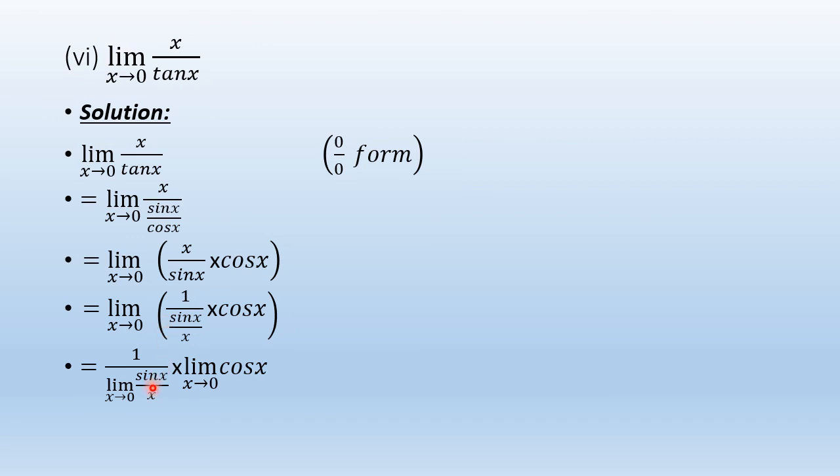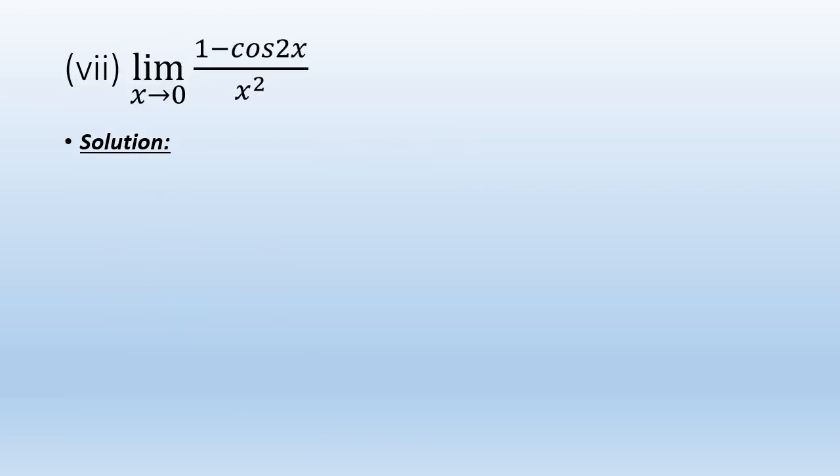And what is the result? This limit becomes 1. This limit is cos of 0 which is equal to 1. And our answer is 1 by 1 into 1 equals to 1. And that's the result. Let's get to part 7.